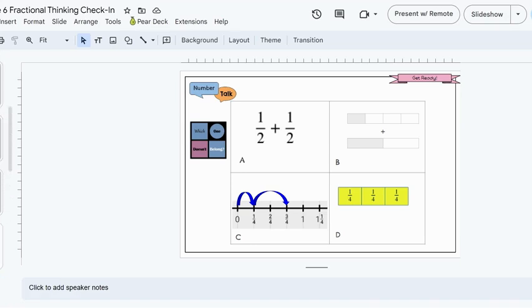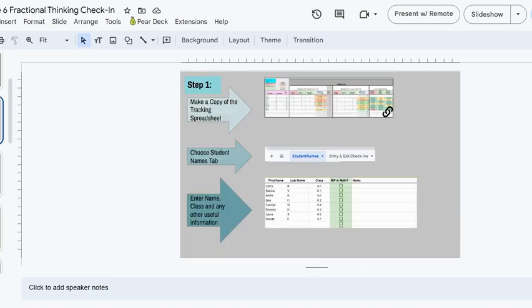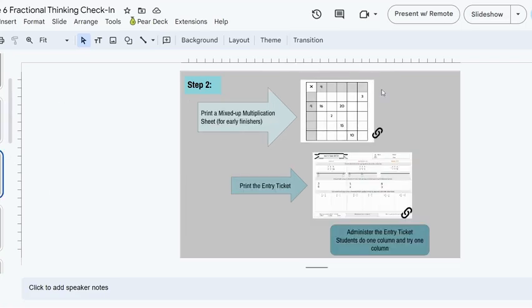Now, working through these gray slides here, you can see that there will be a link to the tracking sheet and some instructions on what to do with the tracking sheet. Again, there is a tutorial that can help you with that. There will be a link to an activity that early finishers could do. So while the rest of your class is continuing to work on the entry ticket, students who finish already have this task that they can work on. You will print the entry ticket, and then you will administer the entry ticket. Again, students are encouraged to do 1 column and try 1 column.